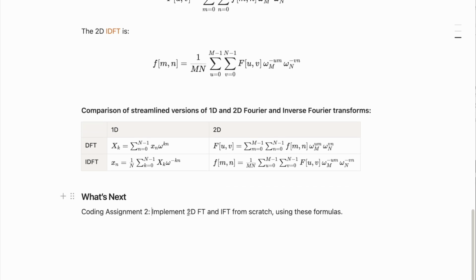So what's next? Now we're going to use these formulas to actually implement our own 2D Fourier and inverse Fourier transforms from scratch in the next coding assignment.